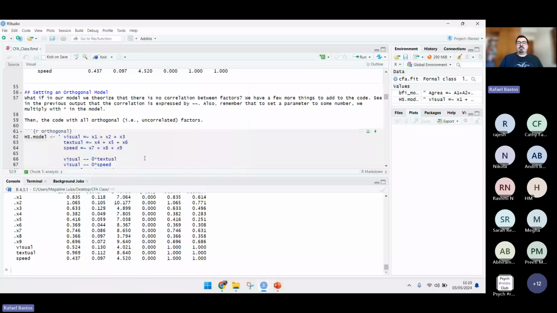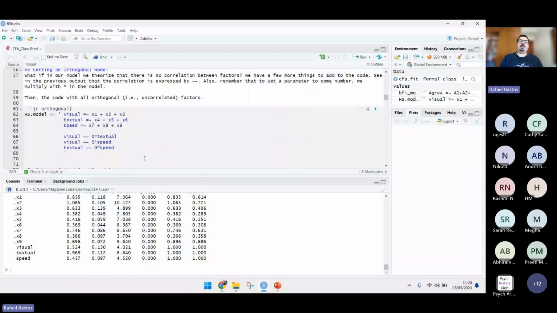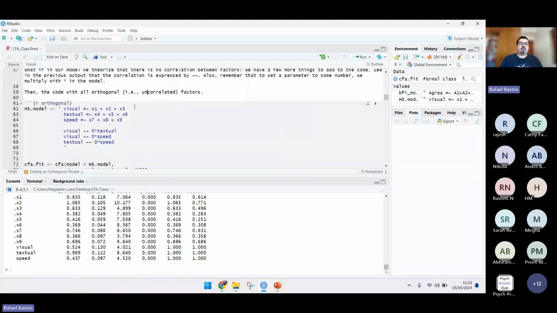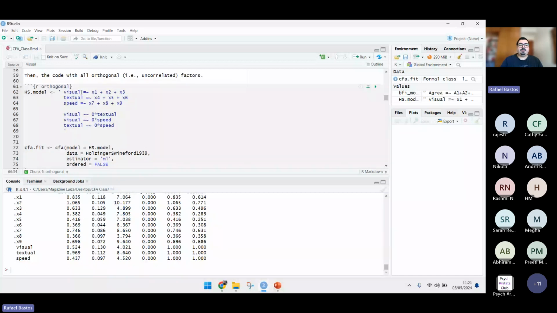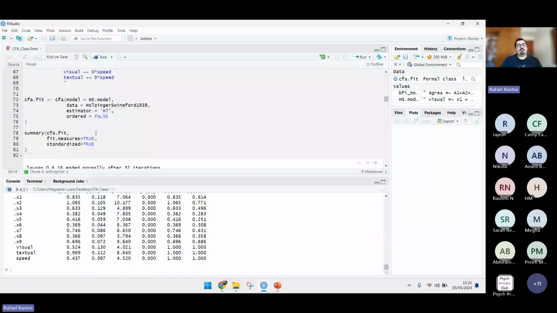So, okay, let's set an orthogonal model. The orthogonal model has uncorrelated factors. To set up a correlation, we need to put this double tilde here. So the correlation between visual and textual, we set this to 0 by multiplying 0 with the textual, saying that this parameter of the correlation is set to 0. Okay, so it's very easy, very intuitive to do this in lavaan. So here we're setting the correlation between visual and textual to 0, visual and speed to 0, and textual and speed to 0. Okay. The other arguments are the same. So we have the model, the data, the estimator, and setting the order to be false and asking for fit measures here.